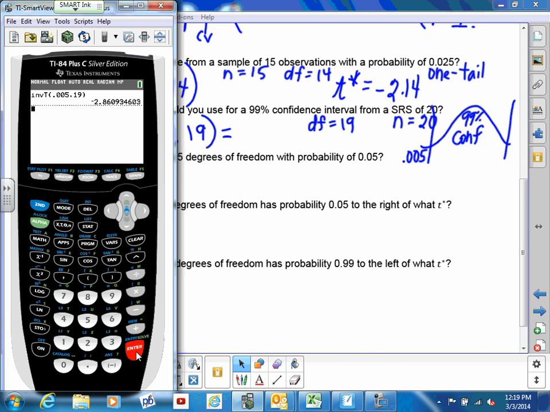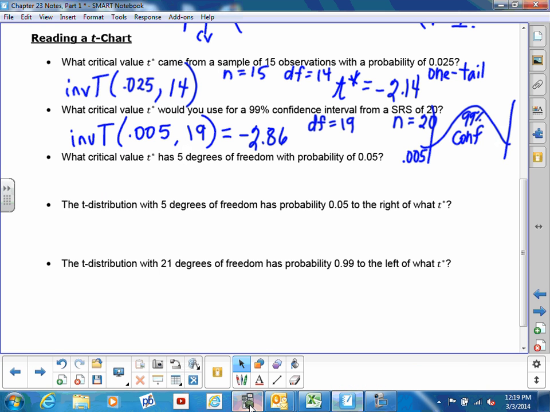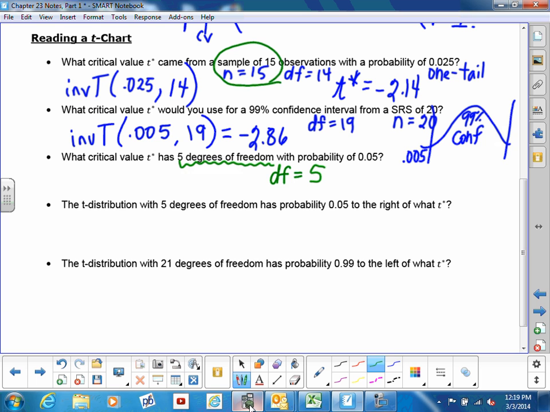Okay, so this critical value is negative 2.86. Now, please be aware that on the next two, you are actually told the degrees of freedom. They are not telling you the sample size. So you have to make a conscious effort to pay attention. Are they giving me n, or are they giving me the degrees of freedom? So that you know if you need to subtract 1 or not.